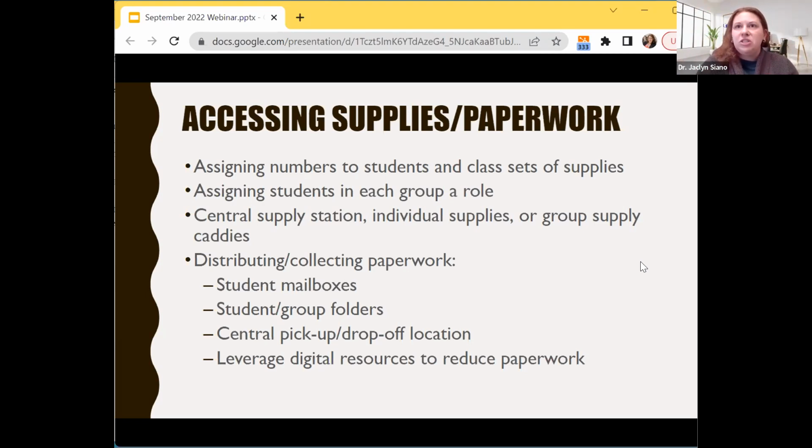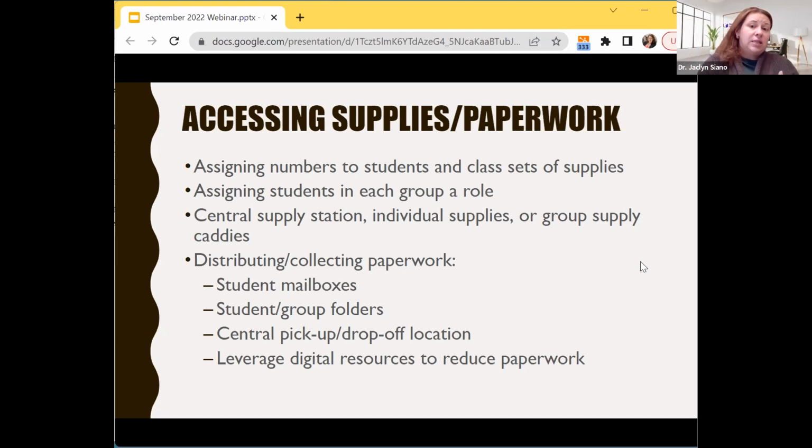I know as an English teacher, distributing and collecting paperwork was the most chaotic part of my day. I had, over the course of the day, 120 students. Who was absent, who's turning in late work, who's turning in the assignment early, who's turning in the on-time assignment. So it's definitely helpful to think about how can I streamline that process.